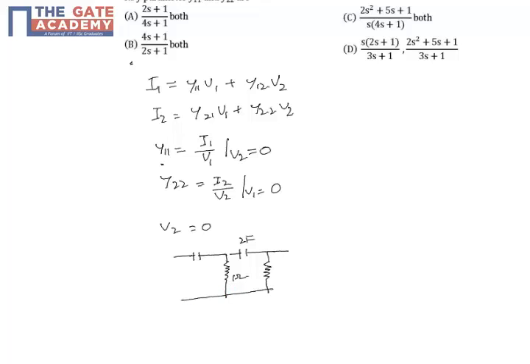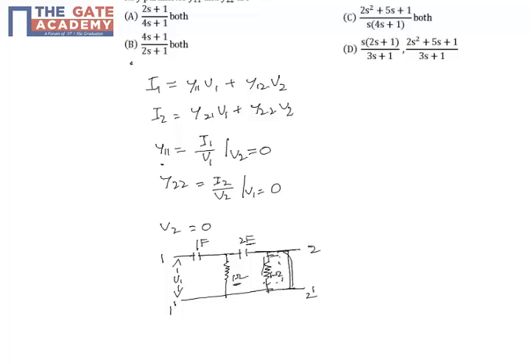This is 2 dash, 1 dash. This is v1, this is 1 farad, and this is 1 ohm. Now there is a short circuit here. If we observe clearly, this resistor has no significance, that is, this resistor and this capacitor are in parallel.